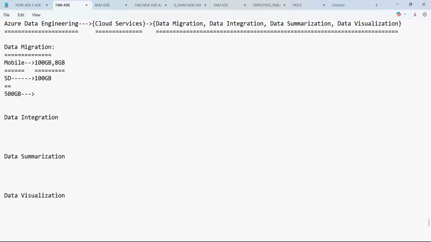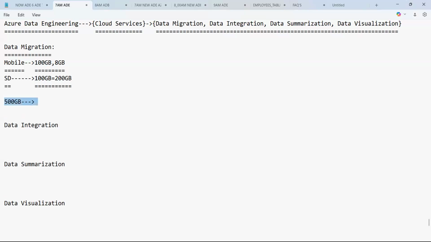now the total memory becomes 200. That means 100 the mobile phone memory, and 100 the SD card memory. So you can store up to 200 GB, but how much data do we have to store here? 500 GB of data. So this is not sufficient to store the data. So rather than buying a new mobile phone and upgrading it, what we can do here is the process.